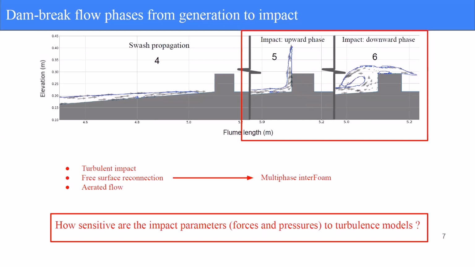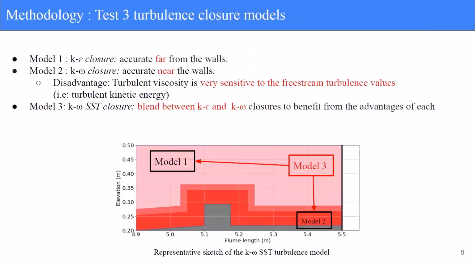But the question that we asked ourselves in the laboratory is, how sensitive are the impact parameters, so forces and pressures, to turbulence models? To address this question, we are showing here a sensitivity test to three classical turbulence models. The K epsilon closure, which is very accurate far from the walls; the K omega closure, which is accurate near the walls but very sensitive to the free stream turbulence values, like K, the turbulence kinetic energy; and the K omega SST, which is a blending between the K epsilon far from the walls and K omega near the walls, with a blending region between the two of them.